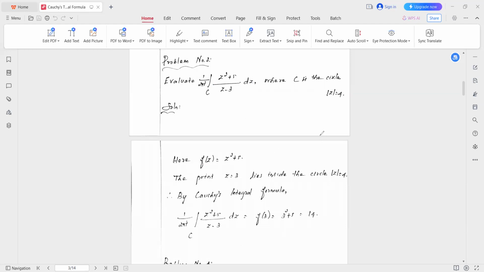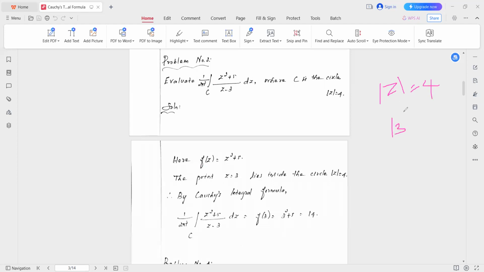Instead of writing the circle with center 0 and radius 4 and drawing the circle, how can we easily check that the point lies inside it? Okay, you have to substitute the point 3 in this place. Here we have modulus of z equal to 4. So substitute the point 3 in this place.